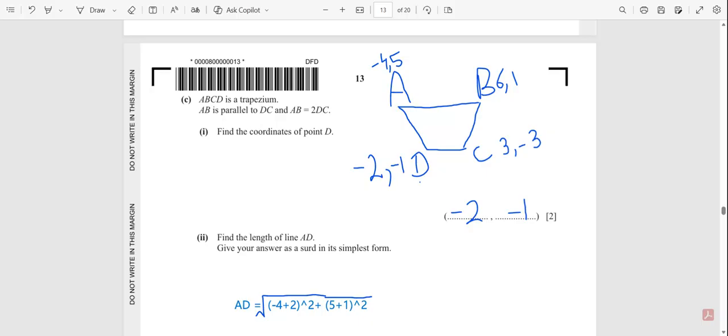ABCD is a trapezium. AB is parallel to DC and AB is twice DC. Find the coordinates of the point D. AB is given and this AB is twice of DC. The coordinates of A and B are given. Since we go from 6 to -4 is 10 units, here we will go 5 units. So it will be 3, and 5 units on the left becomes -2. And the coordinate is (-2, -1).